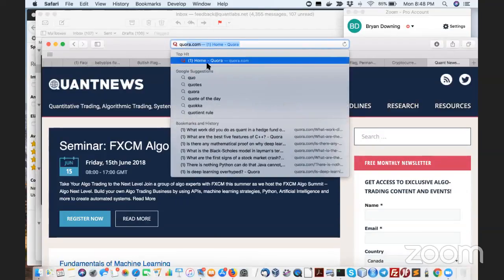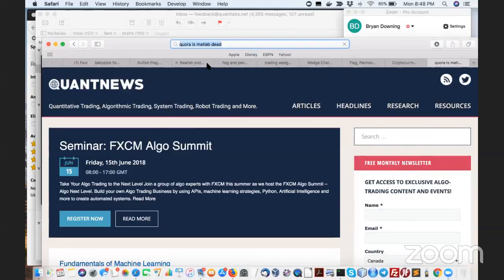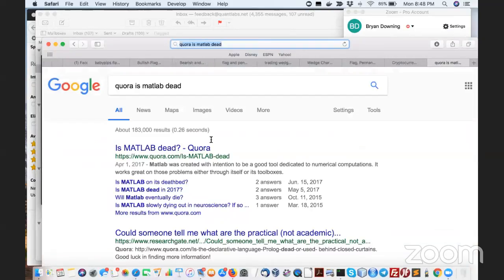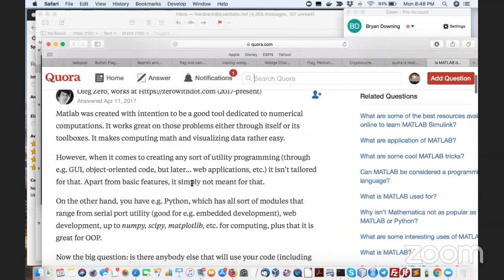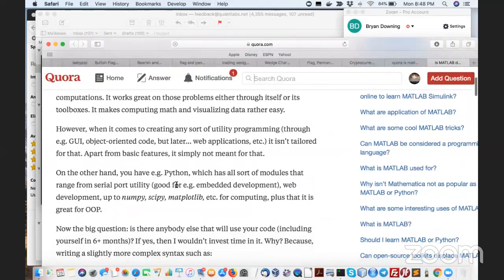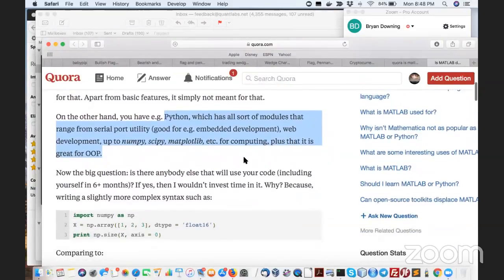I think it was like, is Matlab dead or something like that. And yeah, so it might be this one. Again, if you compare it to Matplotlib, these 3 packages is really all you need for free. And it gives you object-oriented programming, but I wouldn't even recommend going that route with an interpreted language.